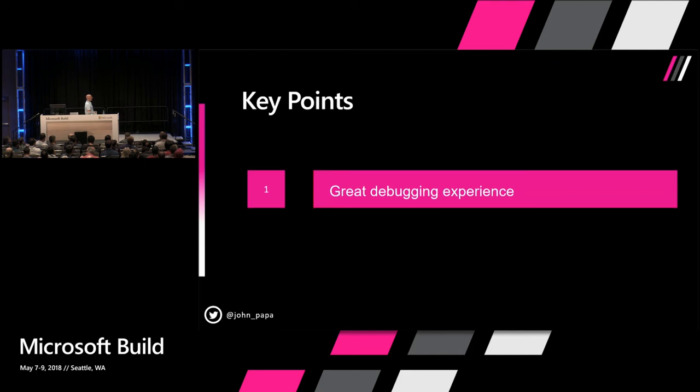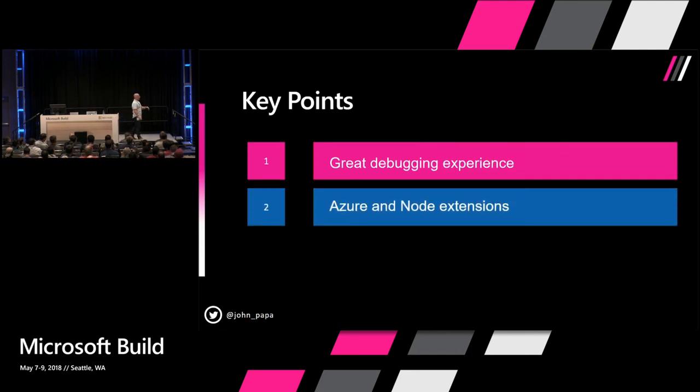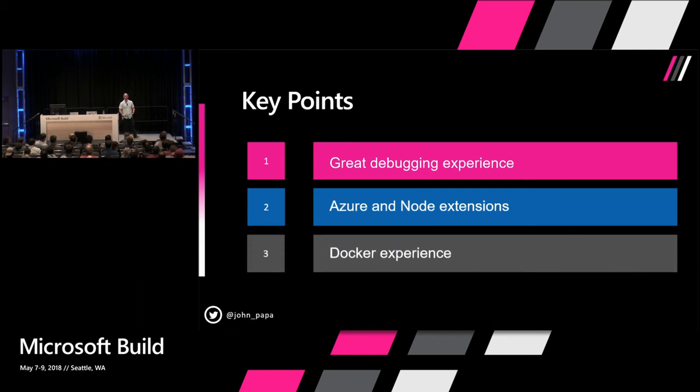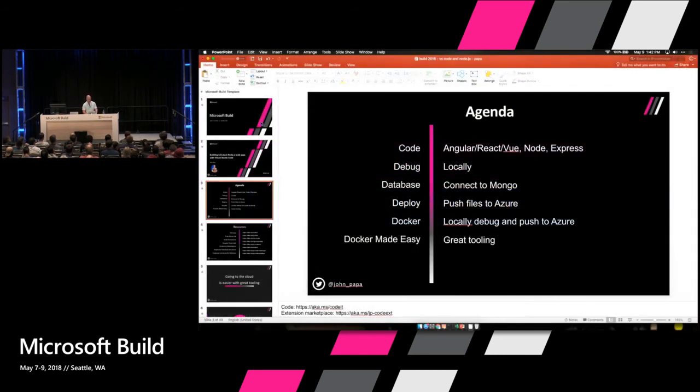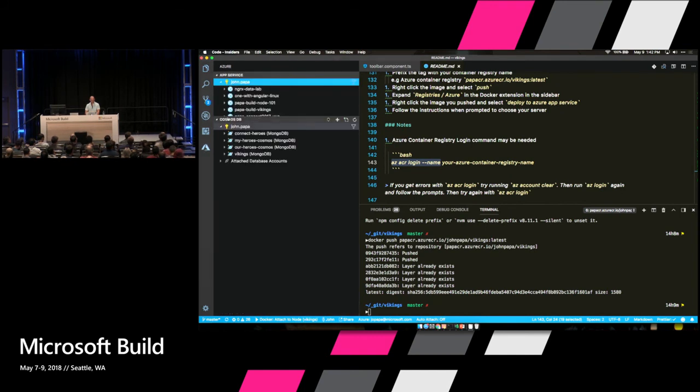All right. So the key points here that we looked at is we get a great debugging experience with these different experiences. These Azure Node extensions, which I've got another one to show you as well, help us do a lot of the things so we don't have to remember all those commands. Then we get this great Docker experience with these extensions. Basically, VS Code is making our lives a lot easier. But remember, I said that I had these environment variables as well. How do I actually set those?